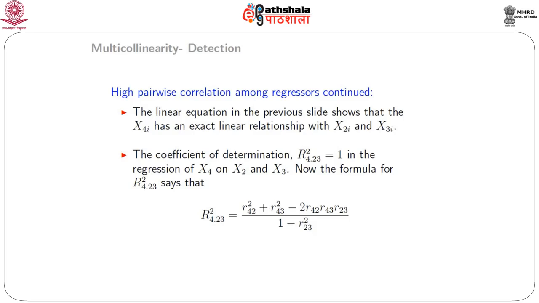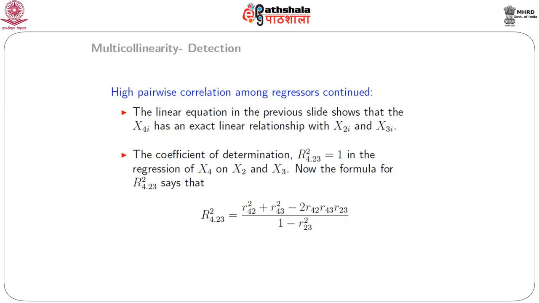Now the coefficient of determination, which is denoted by R square 4.23, equals 1 in the regression of x4 on x2 and x3. Let me tell you here, when we looked at the relationship between x4 and x2, x3, this can be thought of as a regression equation where we are regressing the dependent variable x4 on the 2 independent variables x2 and x3.